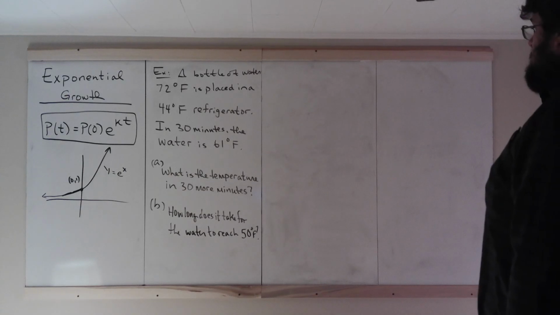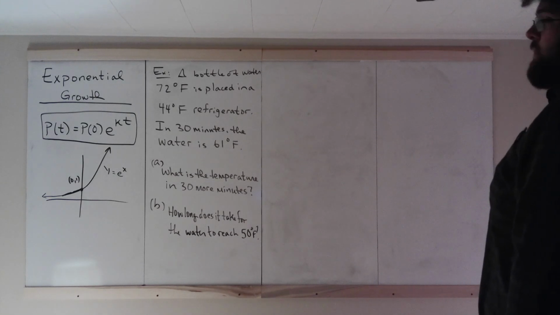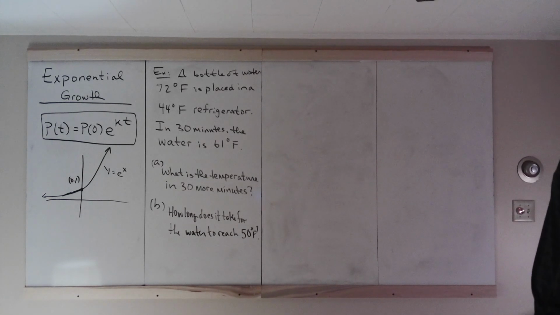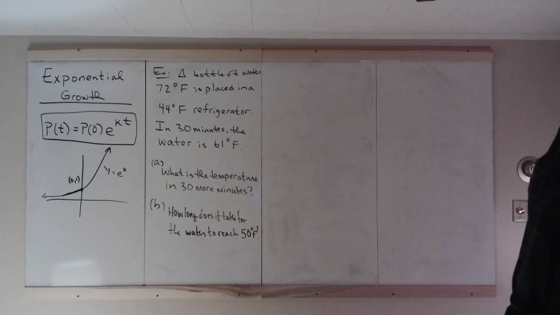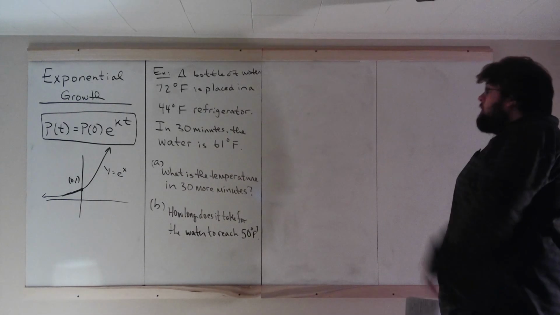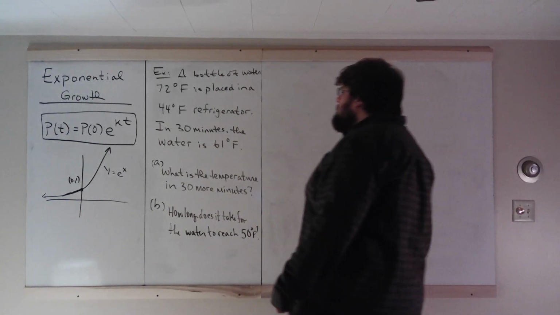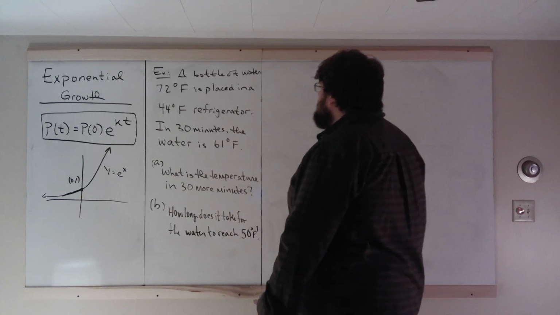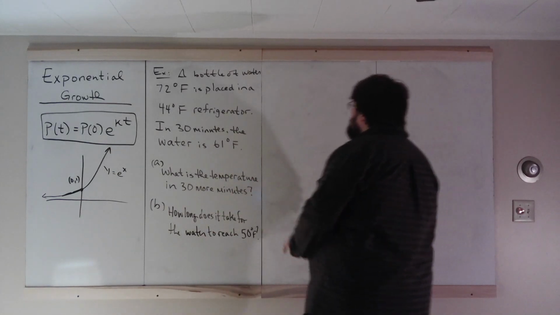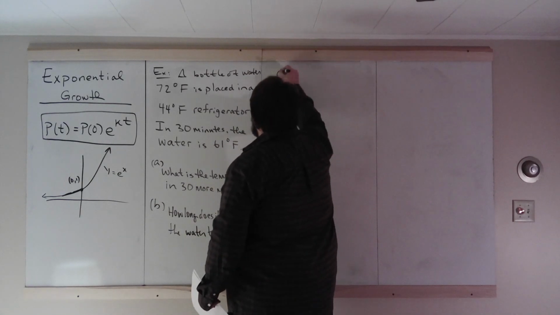Part A, what is the temperature in 30 more minutes? So 60 minutes after it was thrown in the fridge. Part B, how long does it take for the water to reach 50 degrees Fahrenheit? Well, again, our first goal is going to be to find K. But before that, we need one remark, or one rule, or let's call it a remark.